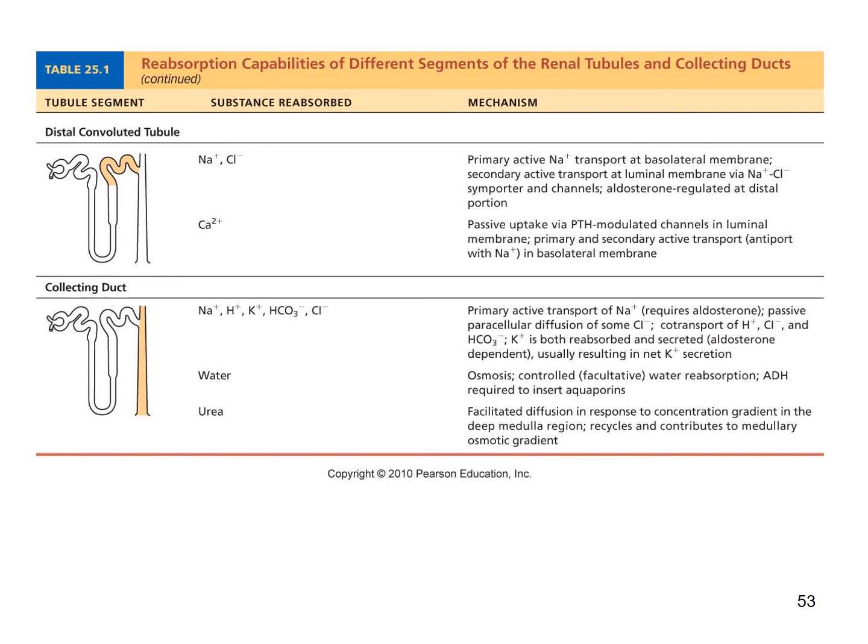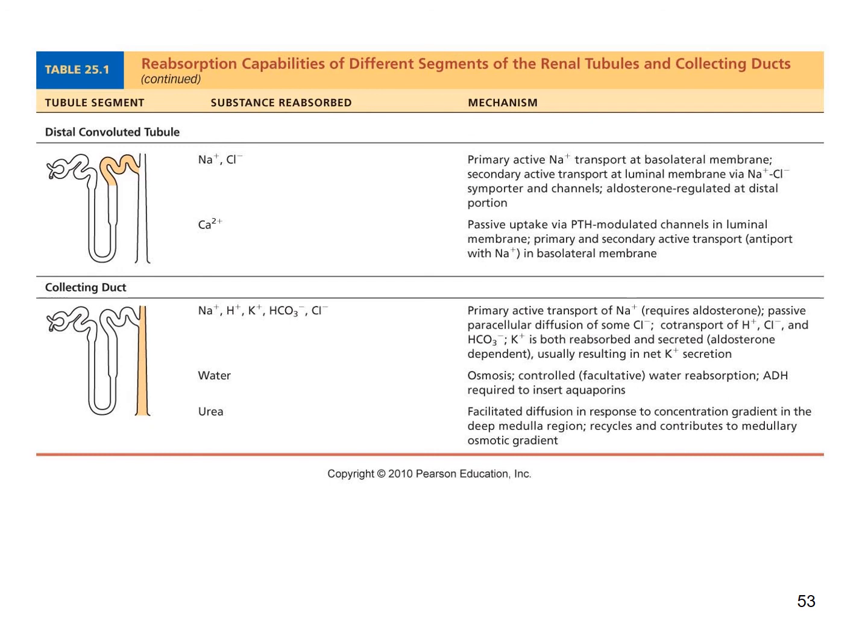The last portion of our tubular system is going to be the collecting ducts, and so collecting ducts will actually be responsible for reabsorbing some sodium in the presence of aldosterone, some chloride, and some co-transport of hydrogen, chloride, and bicarbonate. Potassium is both reabsorbed and secreted here. That's going to be dependent on how much aldosterone is being produced, but this usually results in net potassium secretion.